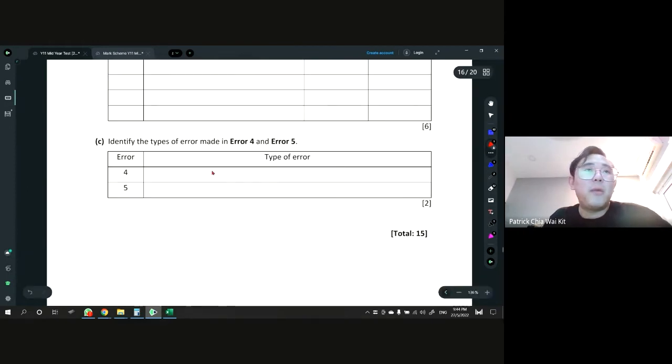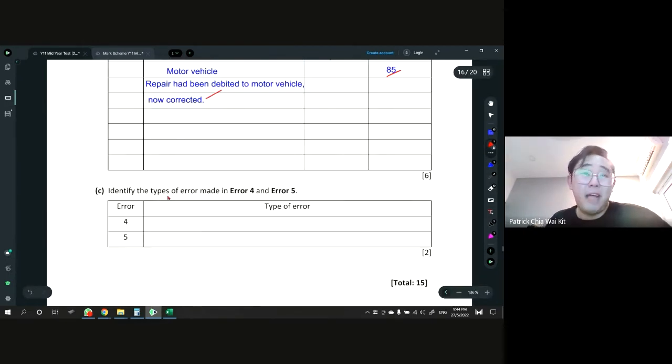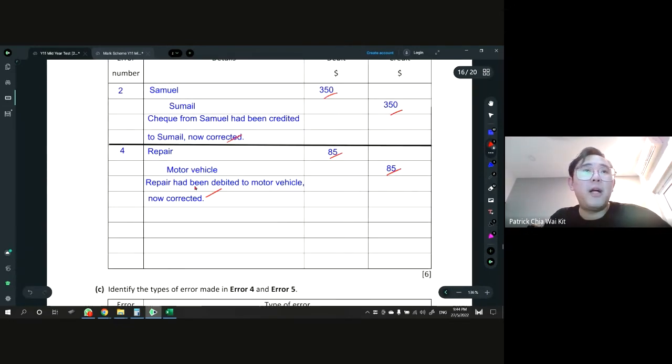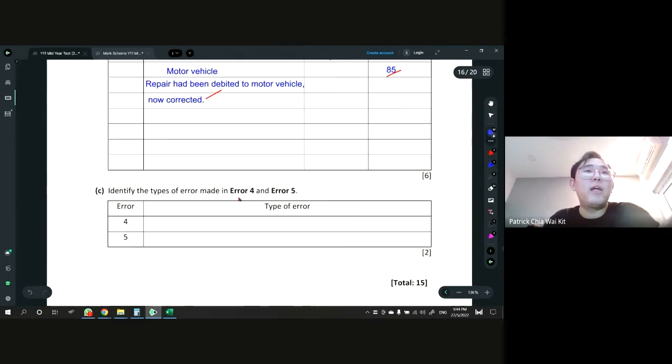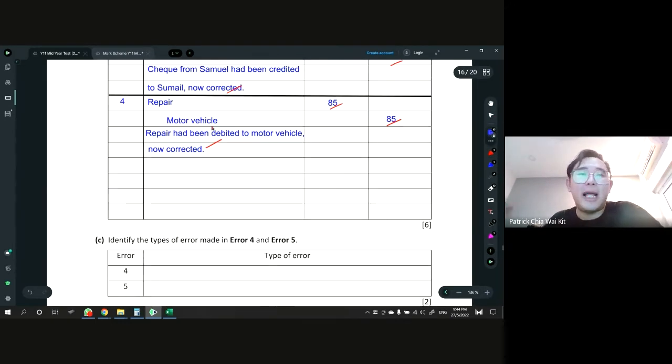Since we also need to identify the types of error in error 4 and 5, error 4, right? What is the name of this error? Repair is expenses, and then motor vehicle is asset, wrong class and wrong name. This is error of principle, okay? Error of principle, right? Don't spell it wrongly. Okay, it's error of principle.